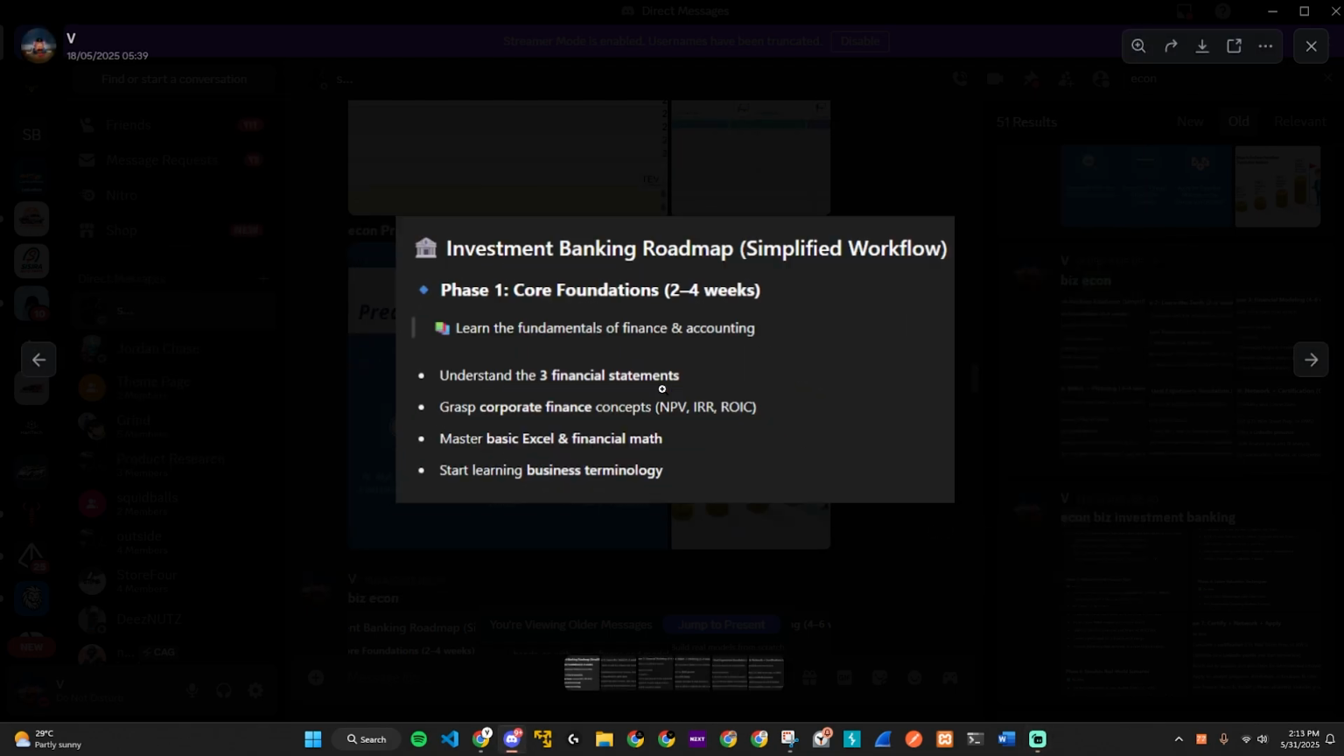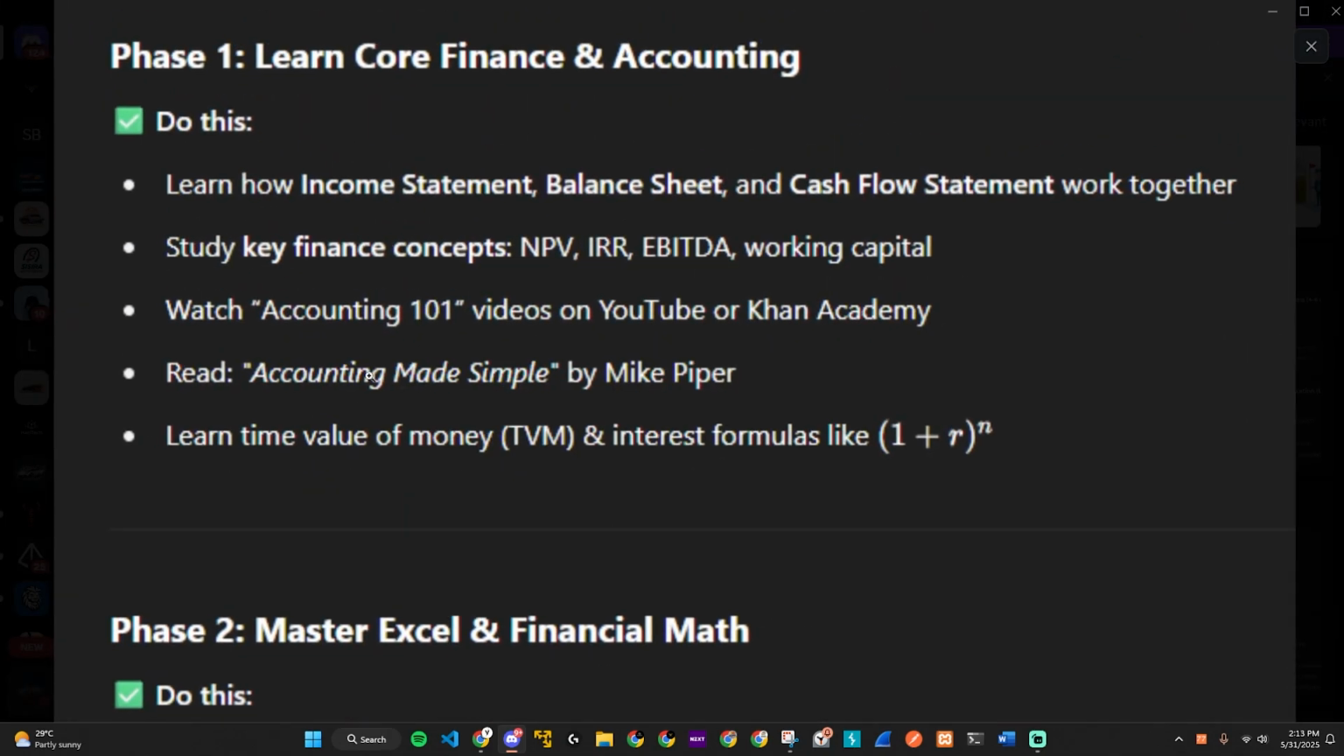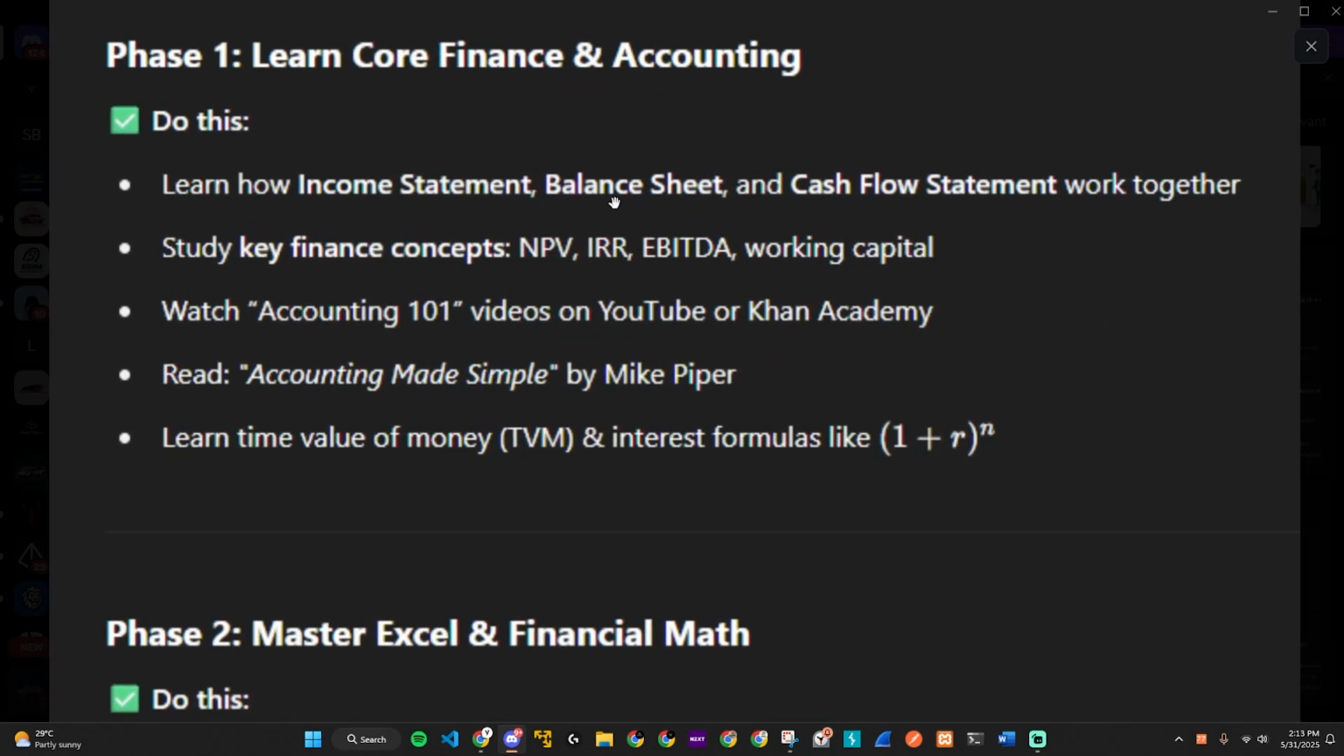Right, so this is just general advice. Let's go here. So income statement, balance sheet. We looked at the balance sheet with the equity and the assets and liabilities. Cash flow statement, once again, the equations are really looking at. So they work together. So we need to look into this: NPV, IRR, EBITDA, working capital.